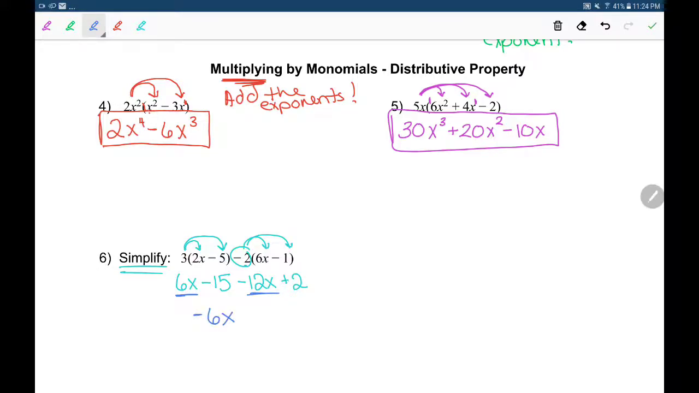And then x, I'm adding here, so my exponents are not going to change. They're going to stay the same. Last but not least, I have this negative 15 plus 2. So negative 15 plus 2 gives me negative 13. These are not like terms. One has an x, one does not. So this is as far as we can go. We wind up with a binomial.